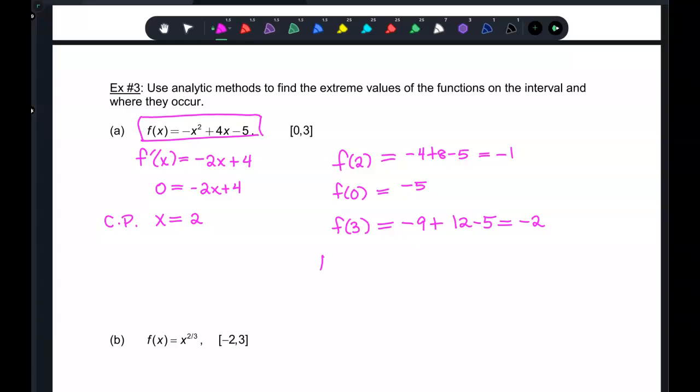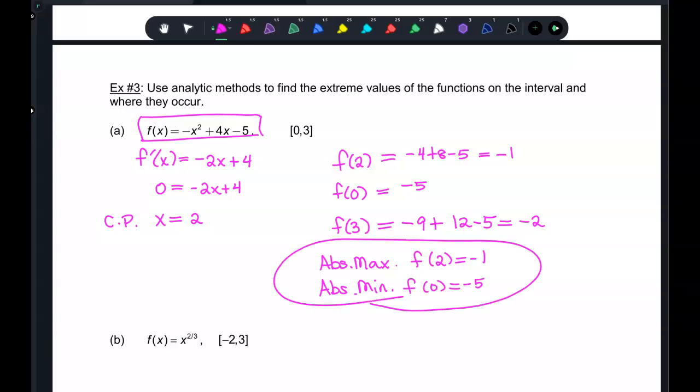Okay, what's our absolute maximum value? And what's our absolute minimum value? F of 2 equals negative 1. That negative 1 is the biggest y value. And what's our smallest y value? F of 0 equals negative 5. Beautiful.